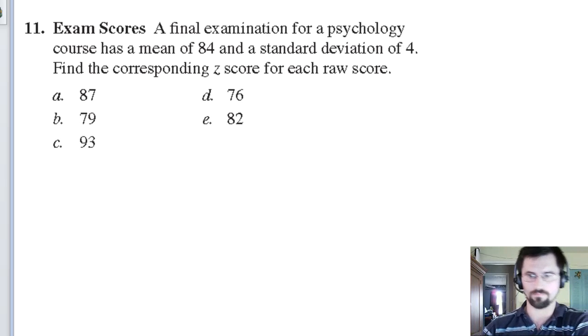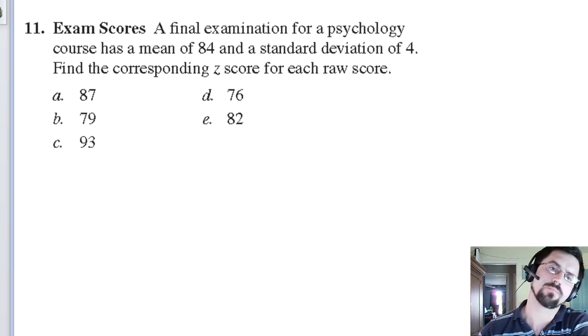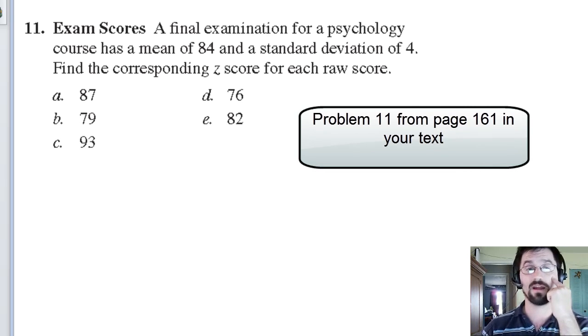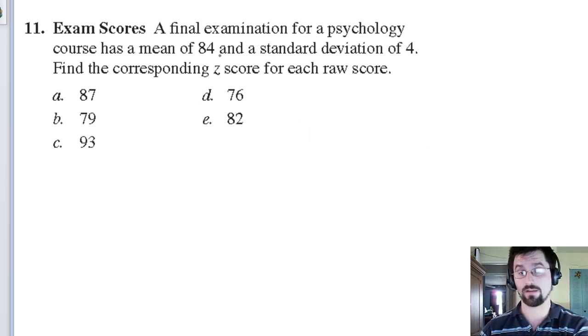In the last one, we learned that we can go through a process of finding the difference between the value and the mean, divided by the standard deviation, and that gives us what we call the z-score. I'm going to review that right here with this problem. The final exam for psych has a mean of 84 and a standard deviation of 4. So anything better than 84 is better than average. Anything less than 84 is worse than average.